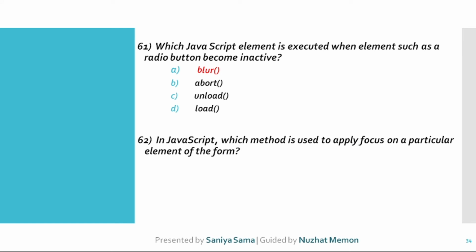62. In JavaScript, which method is used to apply focus on a particular element of the form? Option A select, option B focus, option C move, option D blur. The answer is focus.